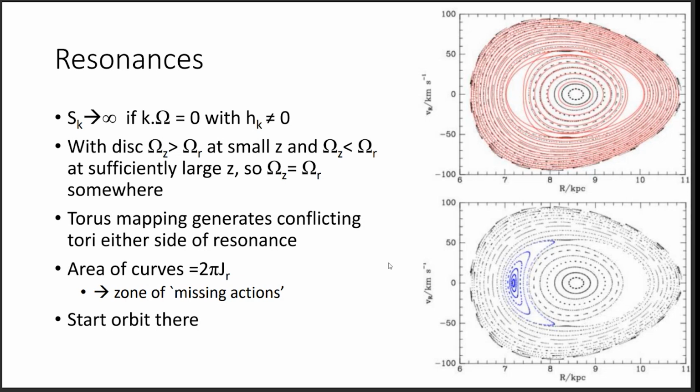but that's not possible because what that means is that these points, if my toruses were orbital toruses, then these points would sit on 2 orbits, but each point in phase space can be on exactly 1, no more than 1, well, exactly 1 orbit. So it's clear that some of these toruses constructed by torus mapping are not orbital toruses. So torus mapping, when there's a resonance, generates these conflicting tori either side of the resonance.